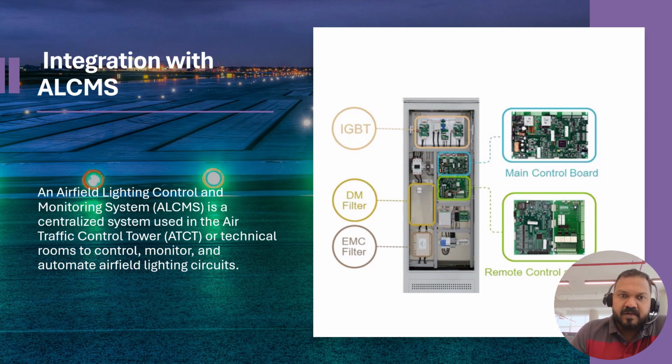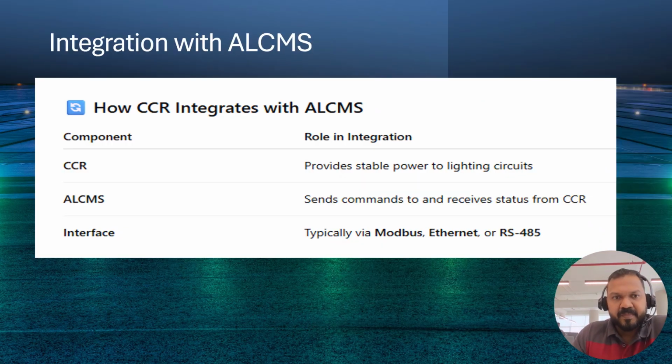Next slide. Integration with ALCMS. An airfield lighting control monitoring system is the centralized system used in the air traffic control tower or technical rooms to control, monitor and automate airfield lighting circuits, as I said earlier. So the major function of the ALCMS is to control and monitor from the ATC tower itself. Then integration with the ALCMS.